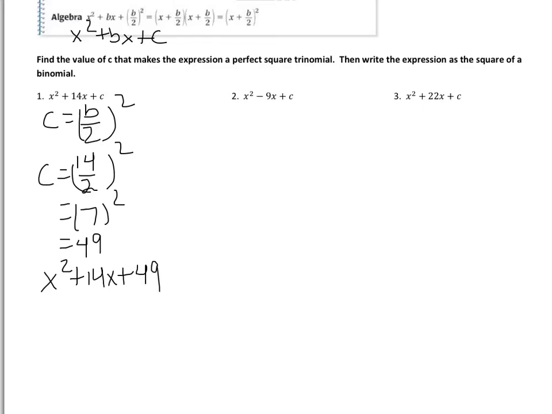And if you look back up at the top here, you can change that to x plus b divided by 2 times the quantity x plus b divided by 2. So you get x plus 7 times x plus 7, because b divided by 2 equaled 7. Look, here's b divided by 2. 14 divided by 2, what was it? 7. But that equals x plus 7 squared.